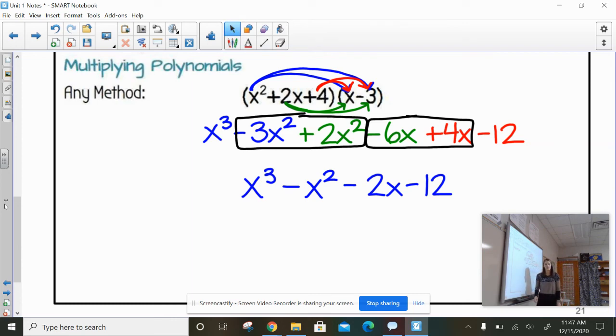Okay, so that is both methods here. You can do box method, you can do distribution. I'm going to have you do a little bit of both on some of your practice problems, but from then on, I don't care which method you choose. You choose what's easiest for you.